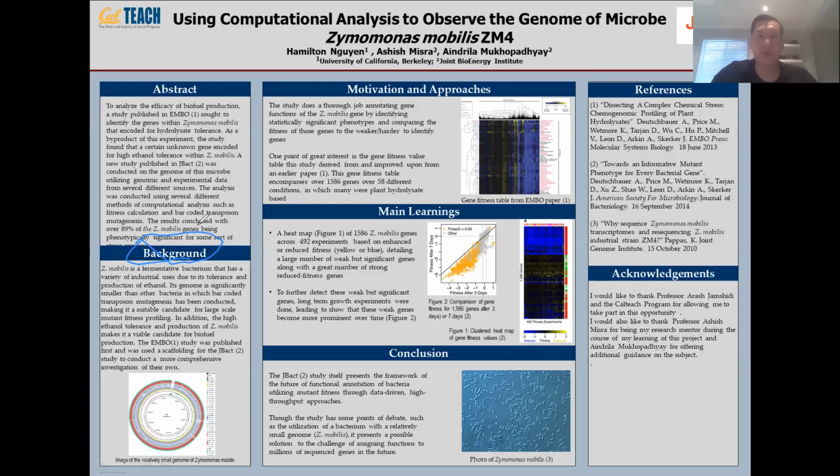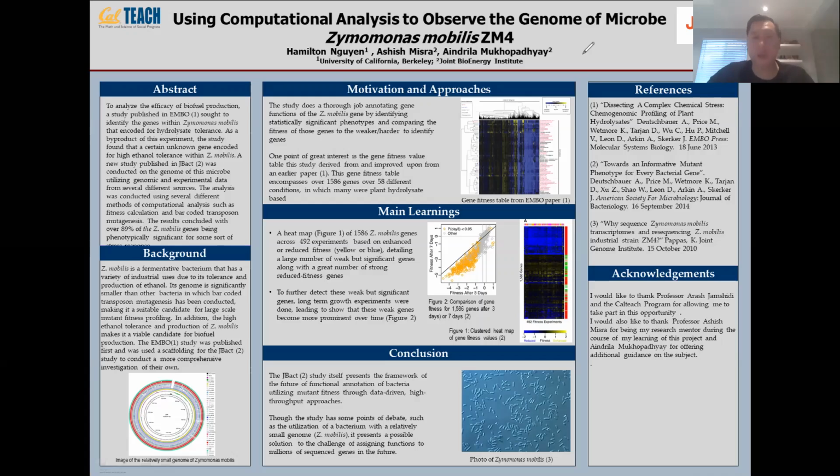So moving on to motivation and approaches. Both the studies do really well together, but the main thing is that the EMBO study was kind of like a scaffolding for the JBAC paper. The JBAC paper does a really thorough job annotating the gene functions. It identifies the significant phenotypes and compares the fitness of those genes to the genes with weaker phenotypes in order to further annotate them with confidence.